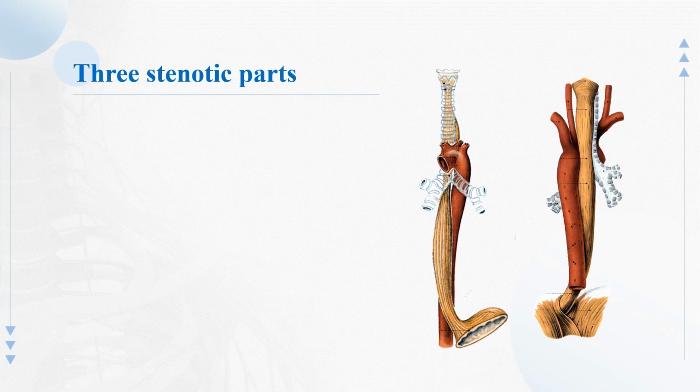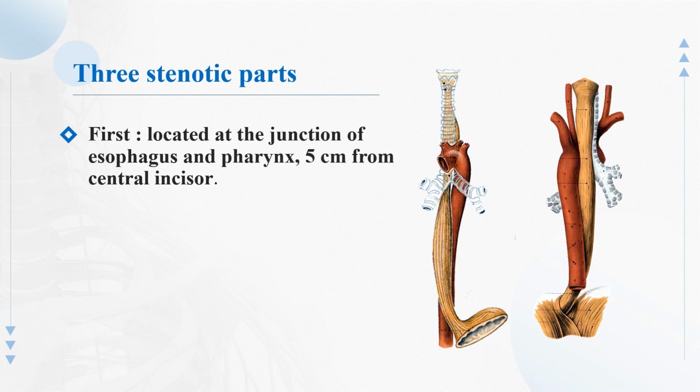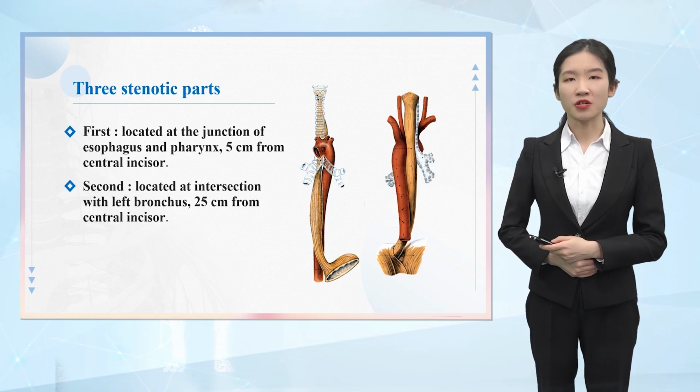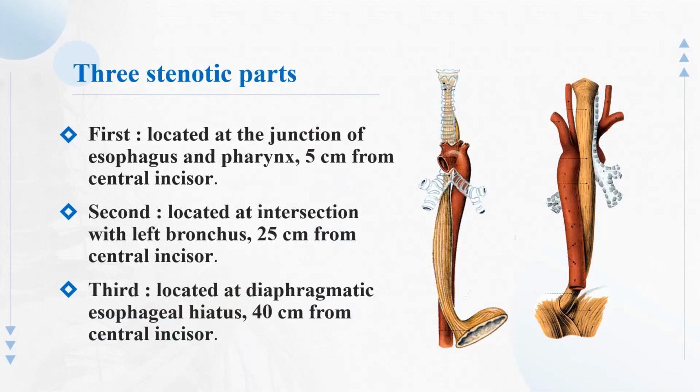It has three stenotic parts. The first one is located at the junction of esophagus and pharynx, 5 centimeters from central incisor. The second one is located at intersection with left bronchus, 25 centimeters from central incisor. The third one is located at diaphragmatic esophageal hiatus, 14 centimeters from central incisor.